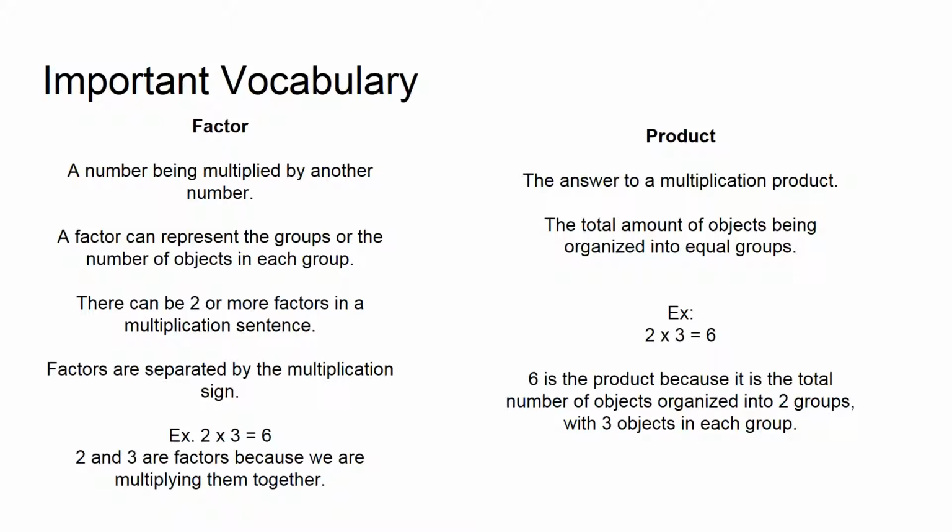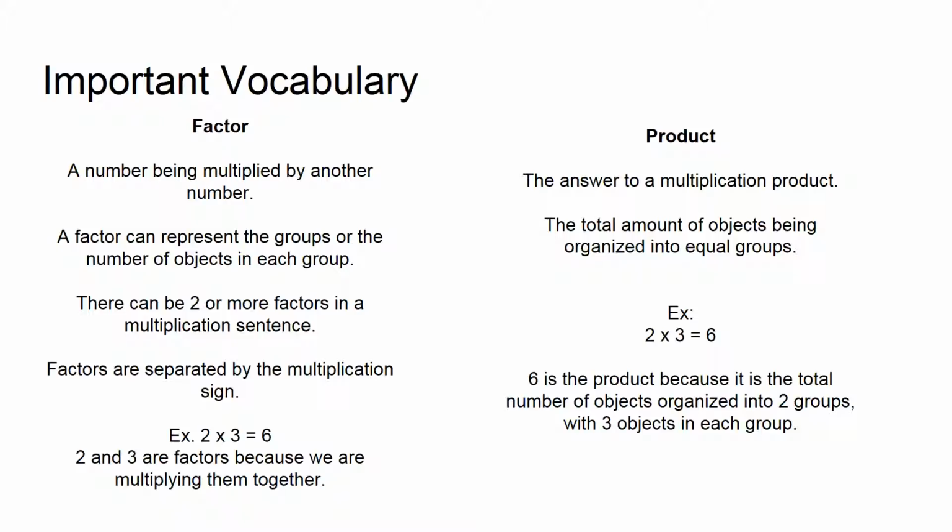There's 2 important vocabulary words that you need to know. The first one is a factor. The factor is the number or numbers being multiplied together. They can represent groups or the number of objects in each group, and there can be more than 2 in a multiplication sentence. For the 3rd grade purpose and standards, we only focus on the 2 mainly.